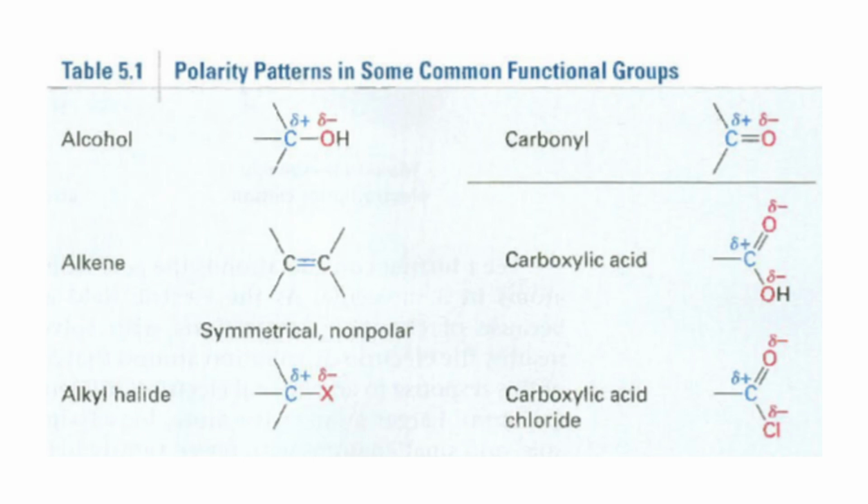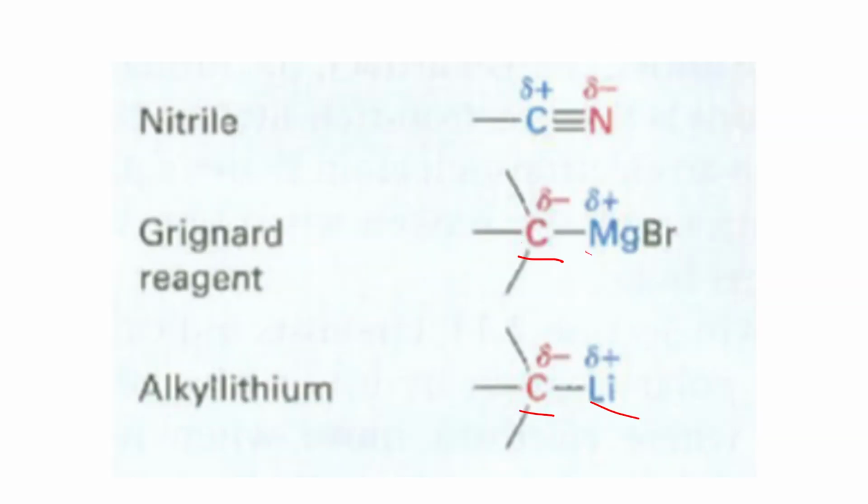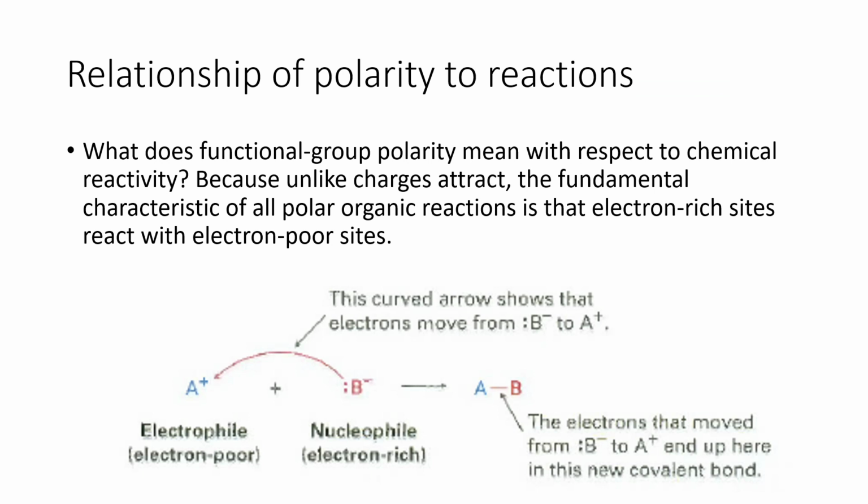However, you know polarity, so you can determine which part is the slightly negative portion and which part is the slightly positive portion, based on just looking at the two atoms that are bonded. Okay, so what is the relationship of polarity to the reactions? What does functional group polarity mean with respect to chemical reactivity?